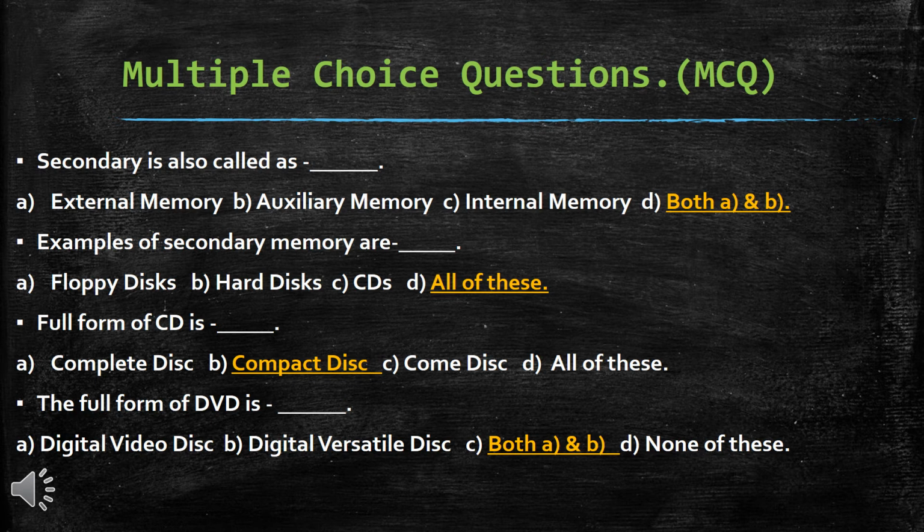The full form of CD is dash: complete disk, compact disk, cum disk, all of this. The answer is compact disk. The full form of DVD is dash: digital video disc, digital versatile disc, both A and B, and the last option is none of this. The answer is both A and B. That means digital video disc as well as digital versatile discs.